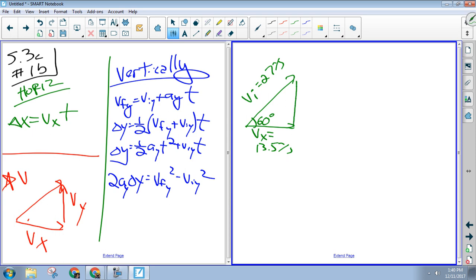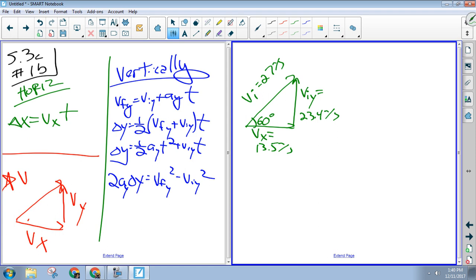Okay? There's also a vertical component. So his velocity initially in a vertical direction is this side of the triangle, and it turns out to be about 23.4 meters a second. So are there any problems on how I got all of that information? Good. All right, so that's a safe bet for your first step.